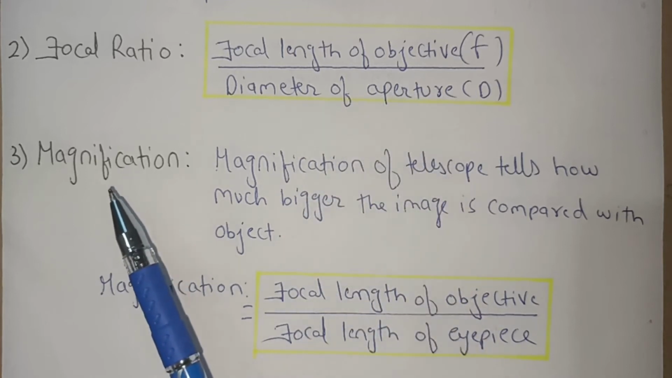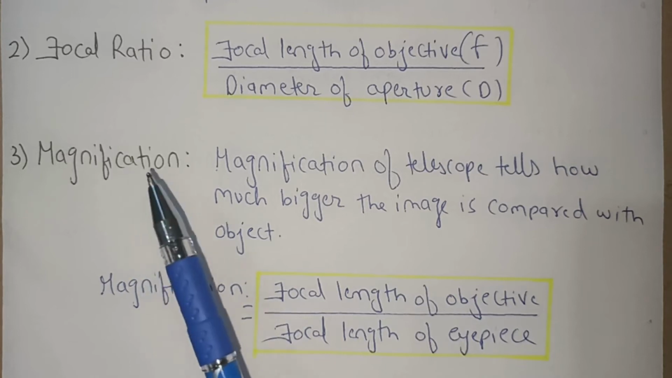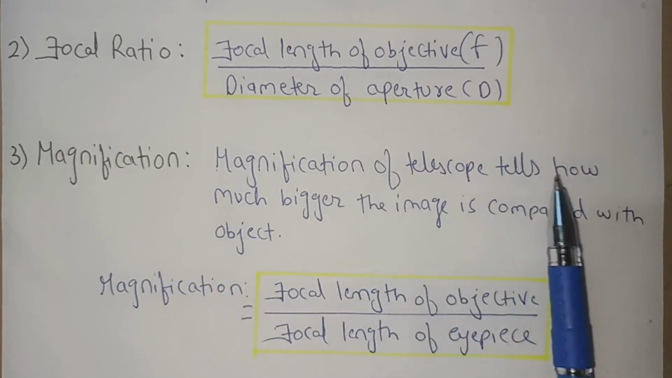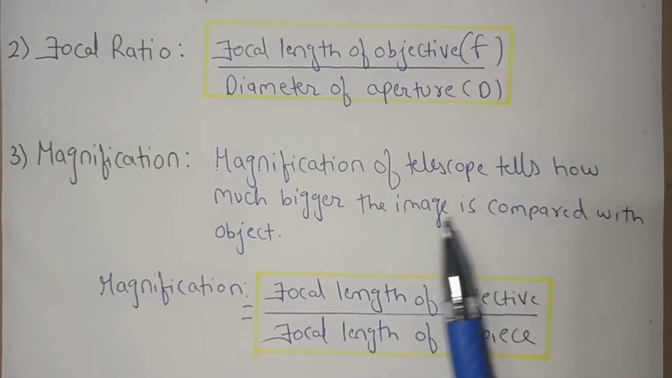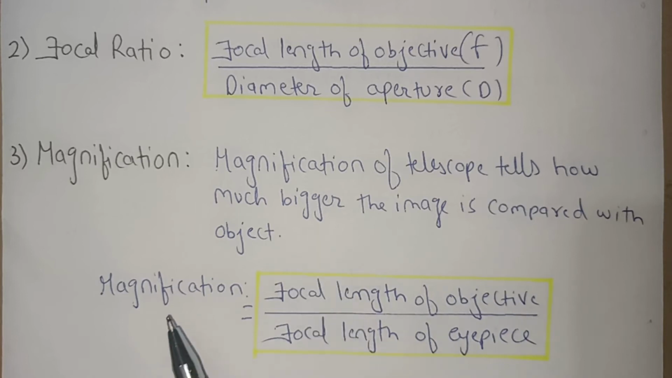Now the third characteristic is magnification. Now this is very important. Magnification of a telescope tells how much bigger the image is compared with the object. Okay, now the magnification is given by the focal length of the objective divided by the focal length of the eyepiece. The higher the magnification, the more the image quality is reduced.